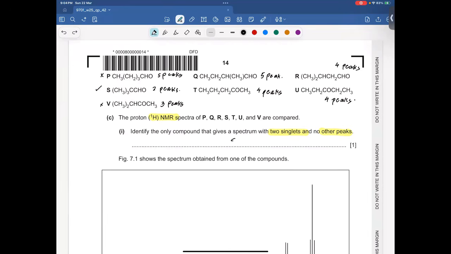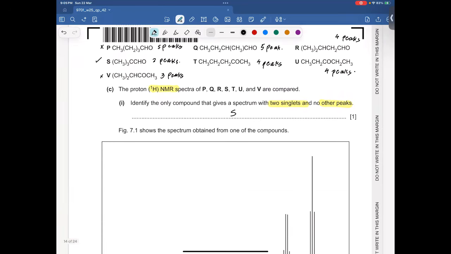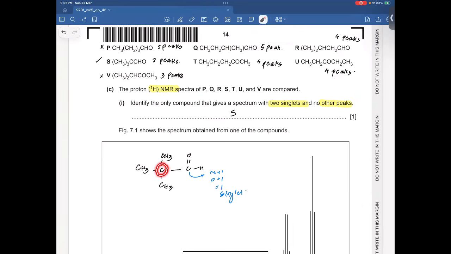Let me show you why S. This is CH3, carbon, CH3, and this one is CH3, and this one is COH. So if you apply the n+1 rule, it's going to be 0 plus 1, you will get 1. That means you will get a singlet from this. As no hydrogen atom is present on this carbon, this carbon is not going to sense the hydrogen of the neighboring carbon atom. So this carbon atom will not give you a peak, so I'm not going to use this carbon atom.